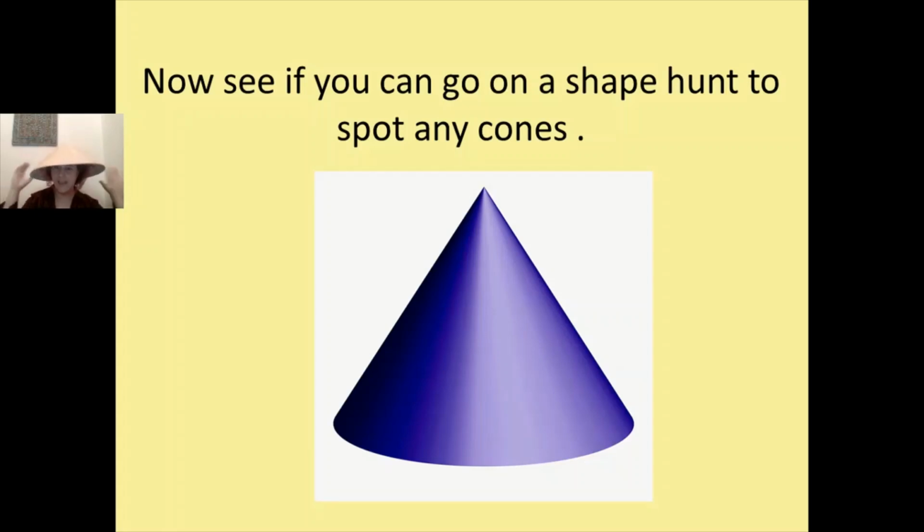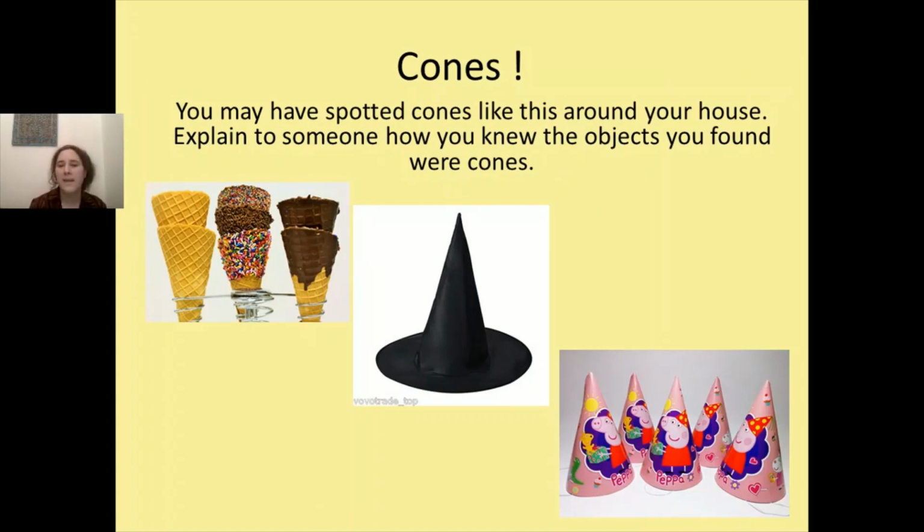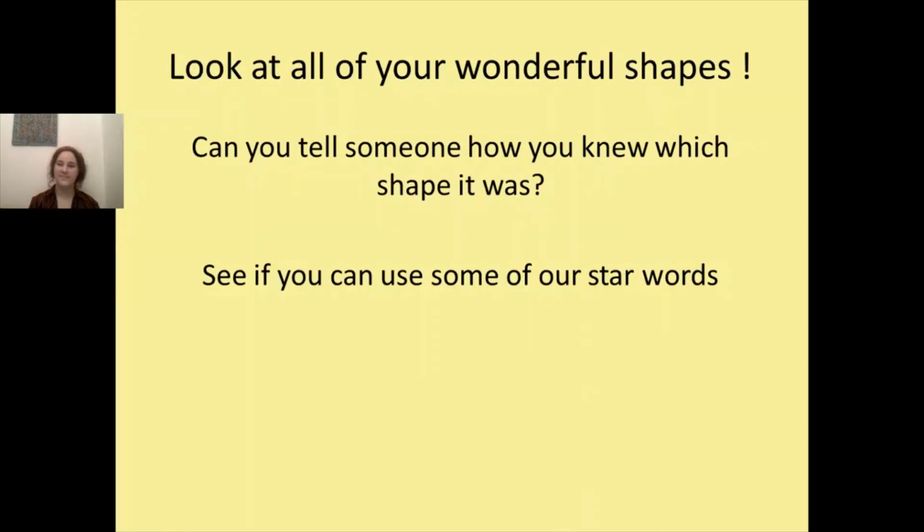Now, this hat I could tell was a cone because it has one pointy vertex at the top here, a curved surface, and a flat face in the circle shape at the bottom of it. So I knew this was a cone. Let's see the types of cones that you might have been able to see in your house. Maybe you found an ice cream cone or a hat just like mine. Could be a witch's hat, or if you've had a party recently, a party hat. Shapes really are all around us.